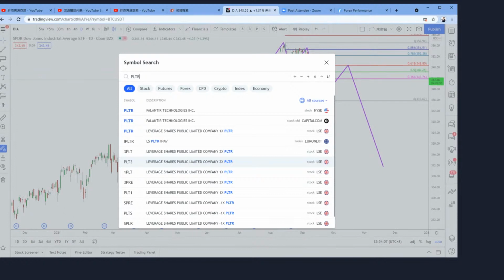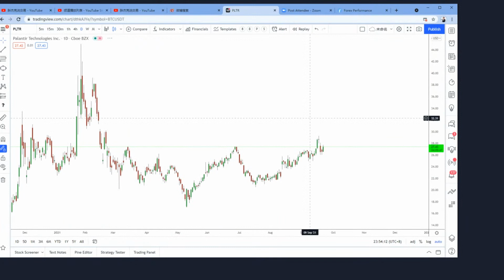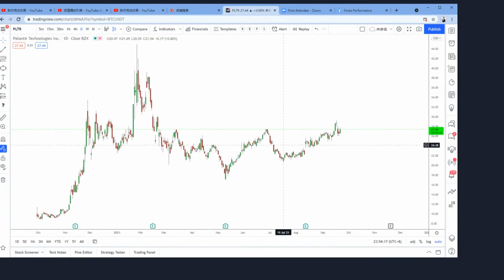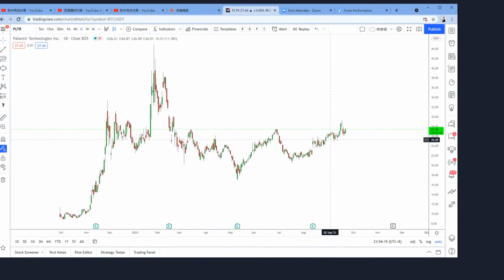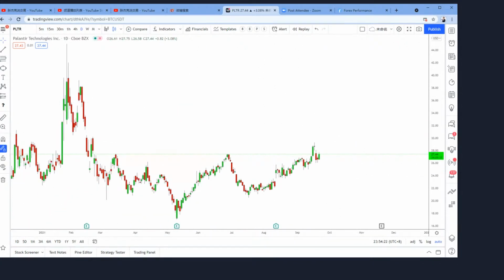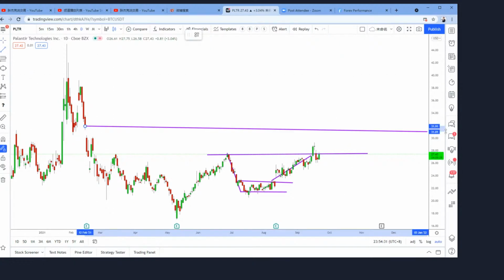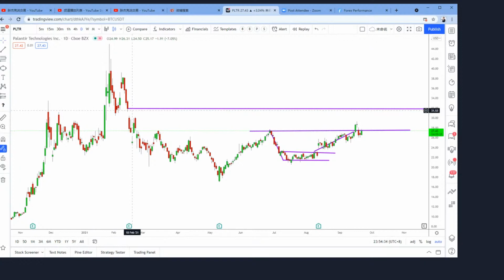PLTR. PLTR is a share stock. Hmm. This one is still okay. It has potential. Good pattern, a good supply and demand zone right here. It broke the neckline. It may go for another rally, but it may have some problem at $31. Look for the gap. It may close the gap and then have another rally. All right.